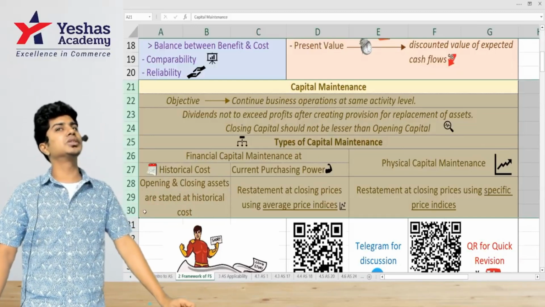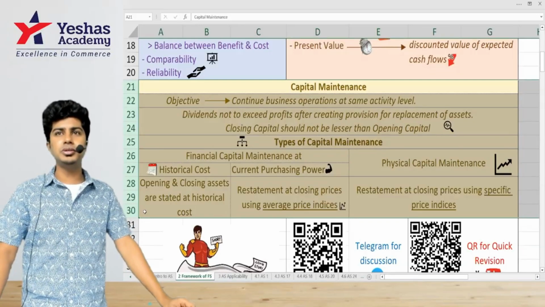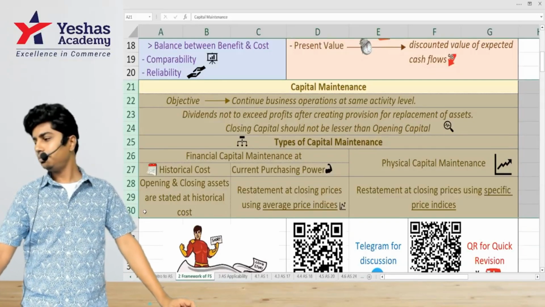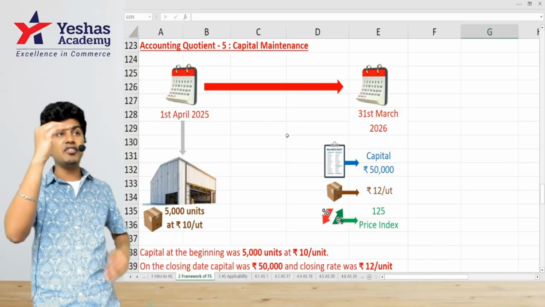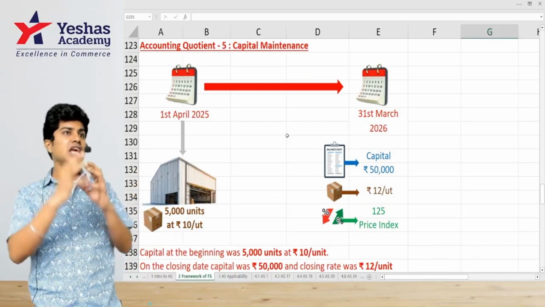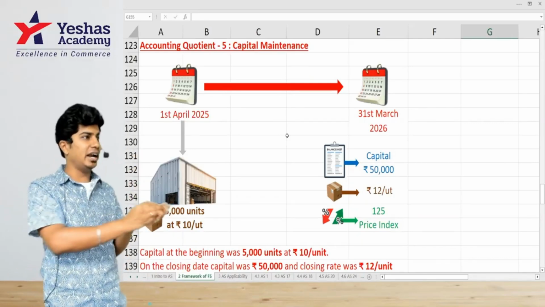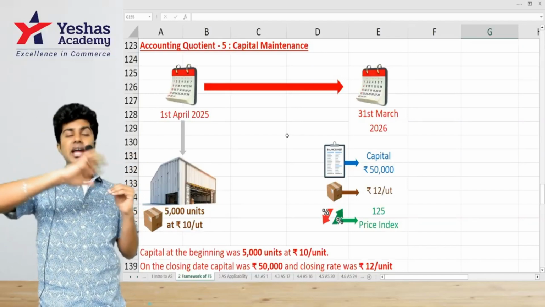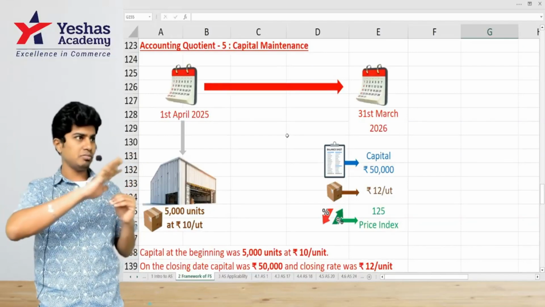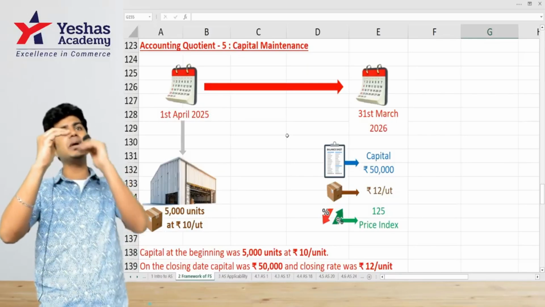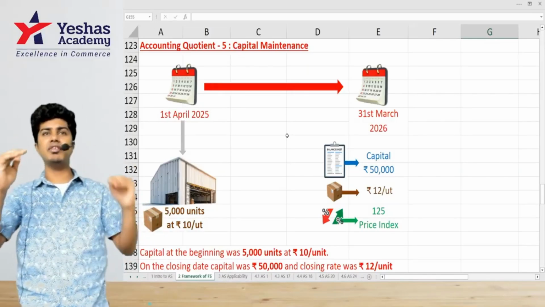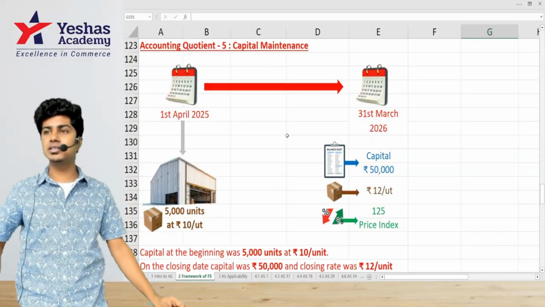And after that, we will take questions from our study material. You all understood? Average, it's become 125 if we keep the base year as 100. If you assume last year's price is 100, this year's price is 125. On average, the price in the market has increased by 25%, 100 to 125. This is the average price index.